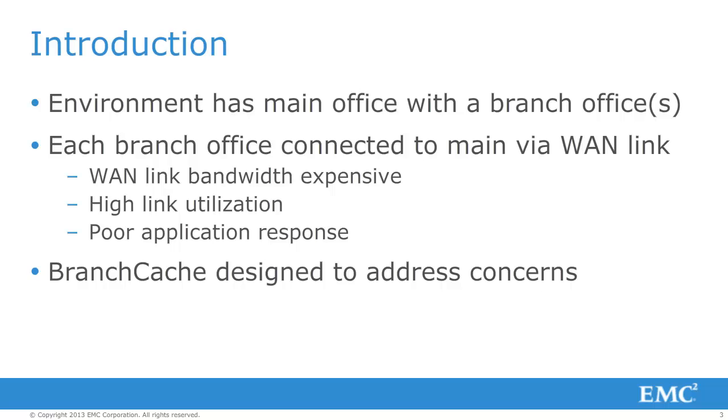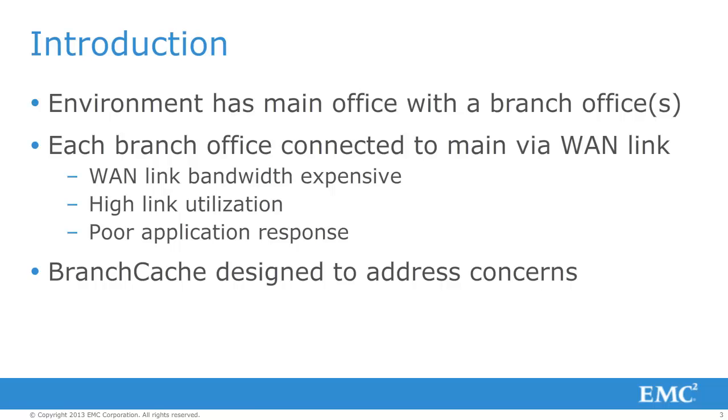The trend for most companies today is to have a main centralized office environment and several other geographical sites or branch offices. Data is centralized at the main office, and users at the branches retrieve data from that office. Usually these branch offices are connected to the main office via a wide area network or WAN link.